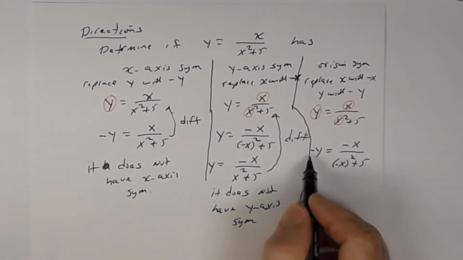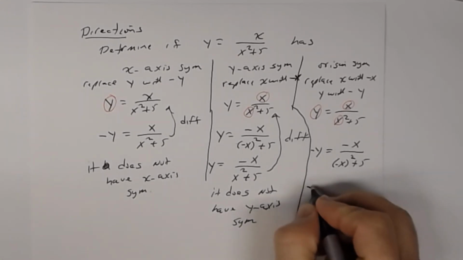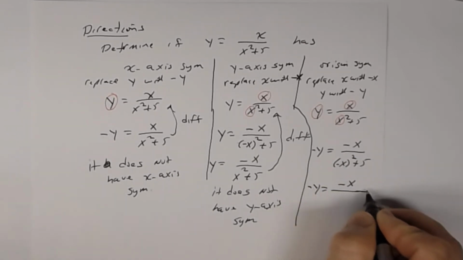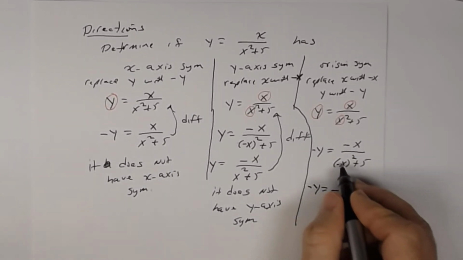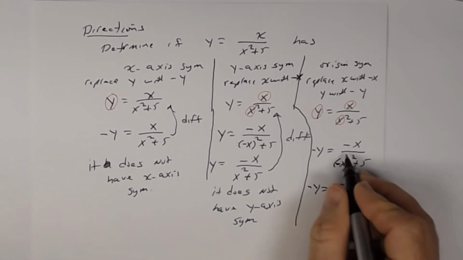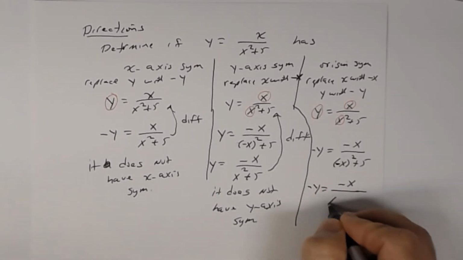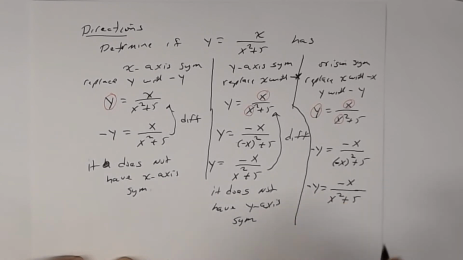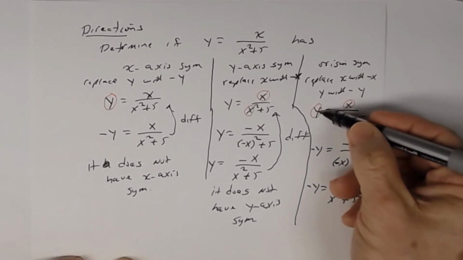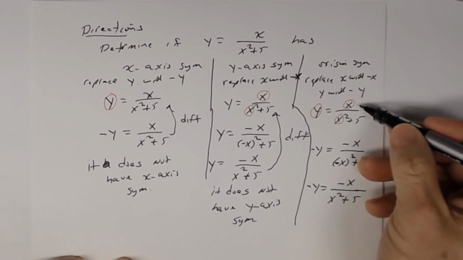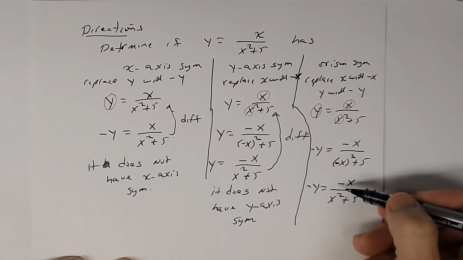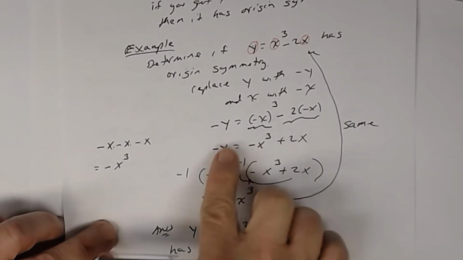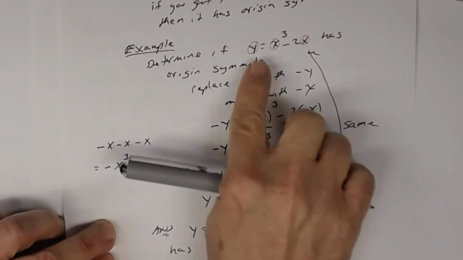All right, now we're going to simplify. So this stays negative y equal, the numerator stays negative x, the denominator negative x squared means negative x times itself, which is a positive x squared. So I get x squared plus 5. Now, I want you to notice something. This and this. Y, negative y. X, negative x. Those are opposites, right? Just like when we did this. Every term here is the opposite of the original.